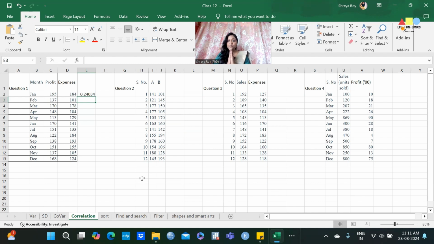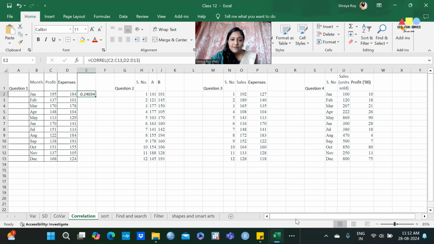I am repeating. Please pay attention. -1 to -0.5, strongly negatively related. -0.5 to almost 0, weakly negatively related. 0, no relation. Almost 0 to positive 0.5, weakly positively related. Positive 0.5 to positive 1, strongly positively related. I hope you understood. Okay.